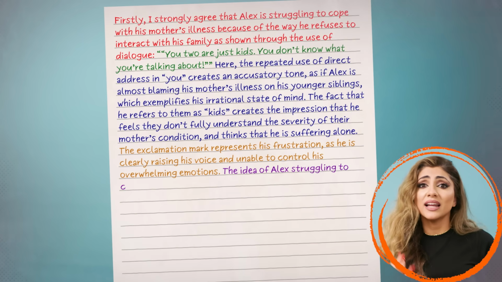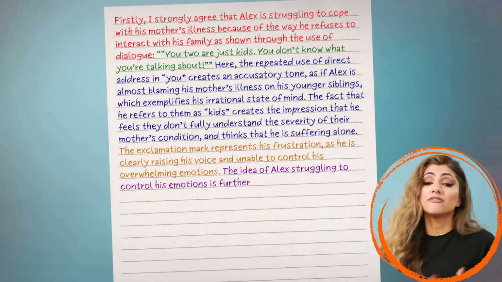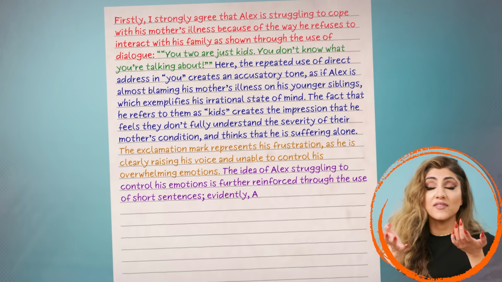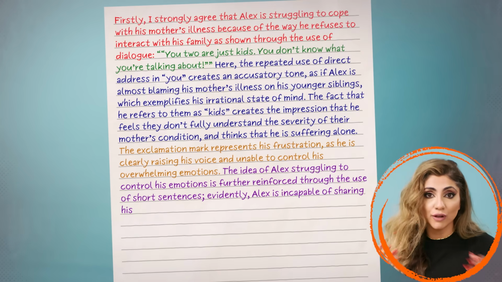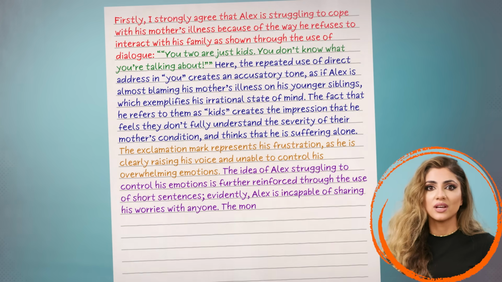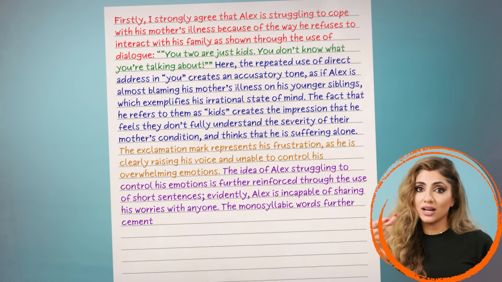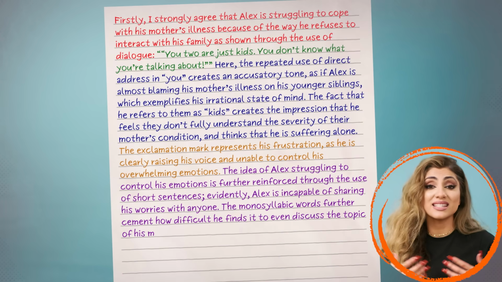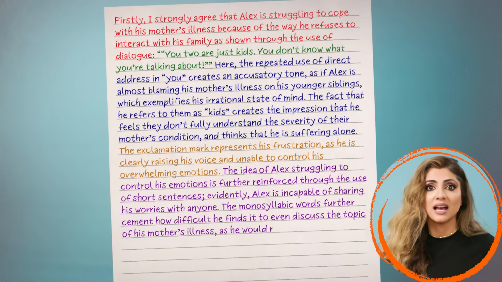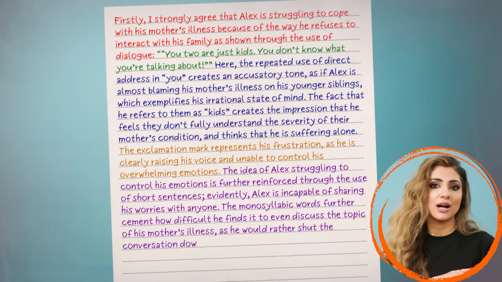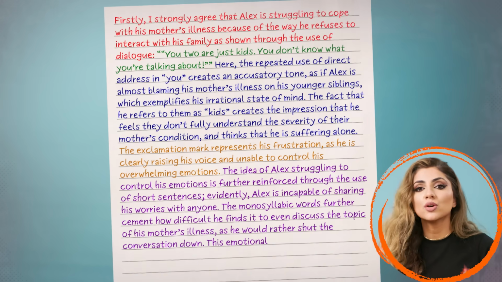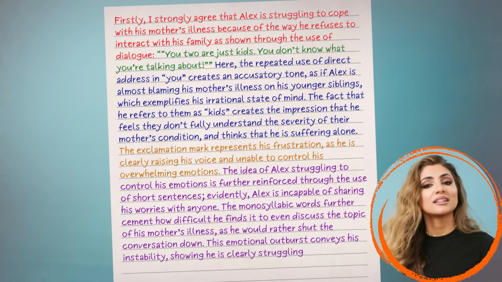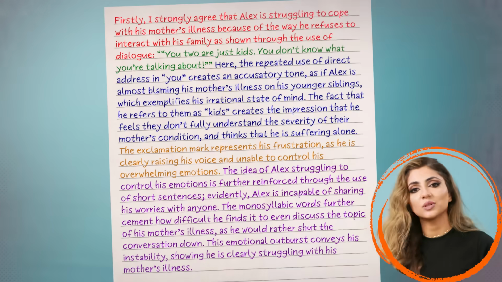The idea of Alex struggling to control his emotions is further reinforced through the use of short sentences. Evidently, Alex is incapable of sharing his worries with anyone. The monosyllabic words further cement how difficult he finds it to even discuss the topic of his mother's illness, as he would rather shut the conversation down. This emotional outburst conveys his instability, showing he is clearly struggling with his mother's illness.